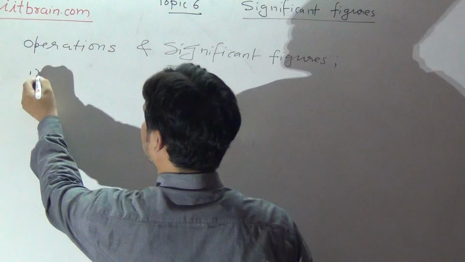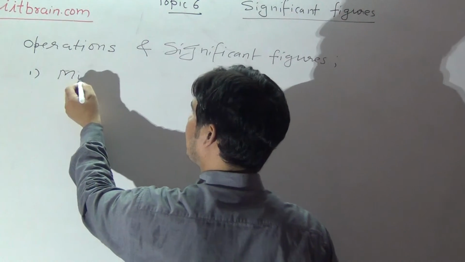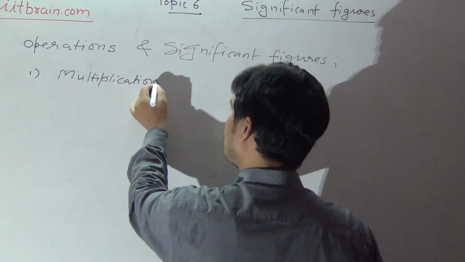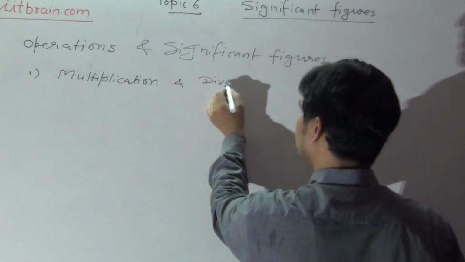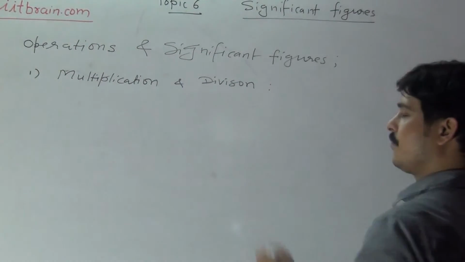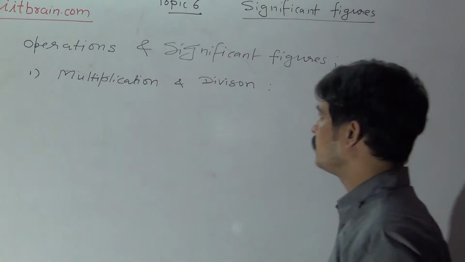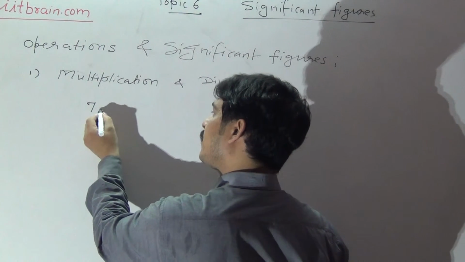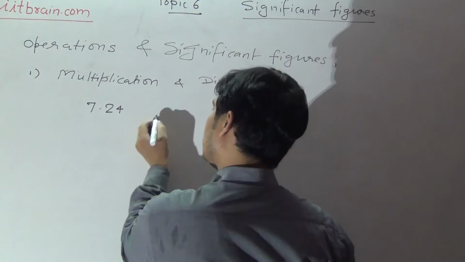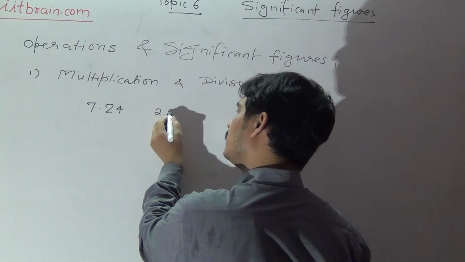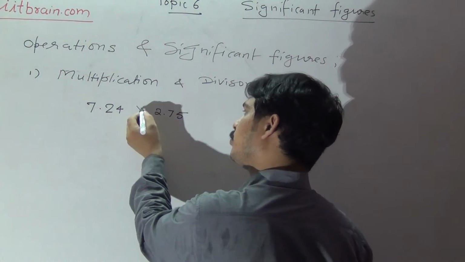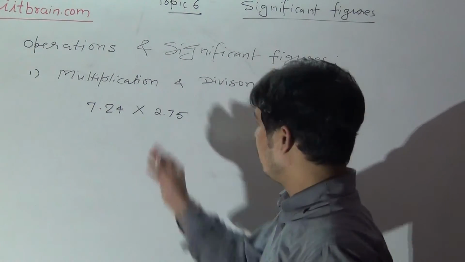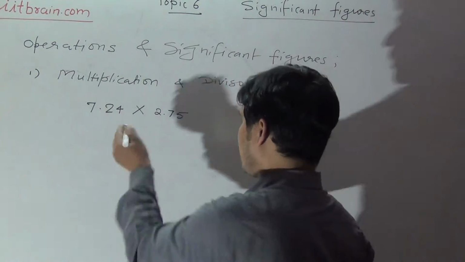Now the next operation is multiplication and division. The first operation is addition and subtraction, and the second is multiplication and division. Now if you want to multiply 7.24 and 2.75, suppose we have to multiply these two numbers, 7.24 and 2.75.